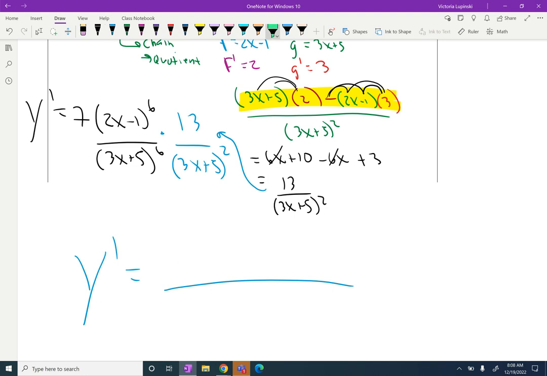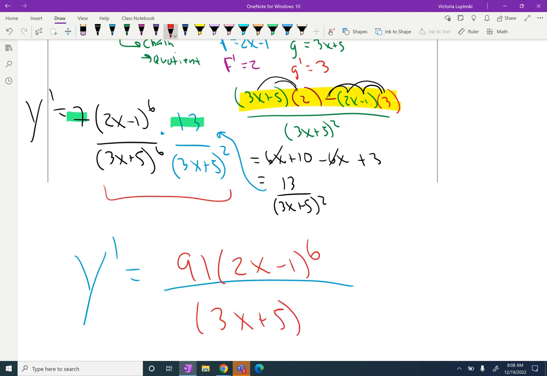And for your final answer, 7 times 13 is 91, times 2x minus 1 to the 6th. And then look at your bottom. They're all 3x plus 5s. If you add them up, how many are there all together? And that's it.